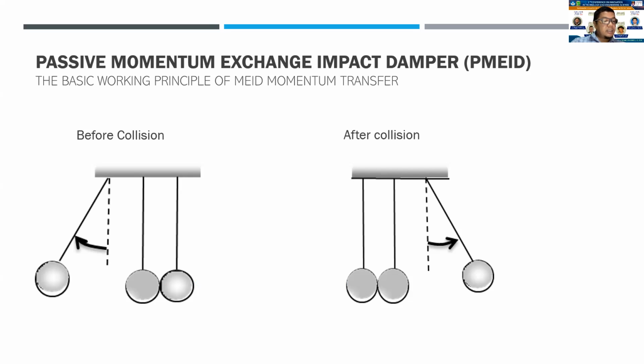In designing a landing gear system using PMID, the first pendulum is analogous to the shock load excitation force. The second pendulum is analogous to the main system in the form of a U-profile spring, and the third pendulum is analogous to the mass of the PMID system.